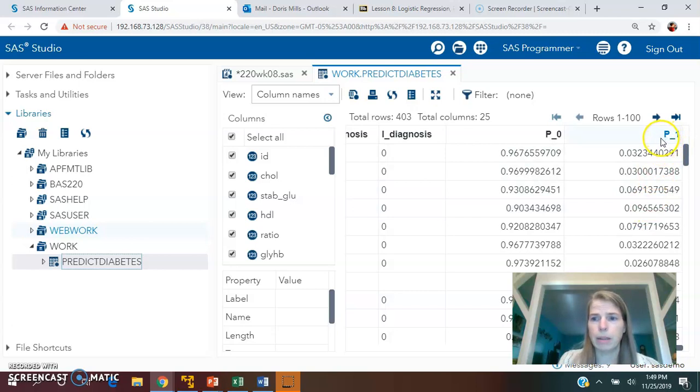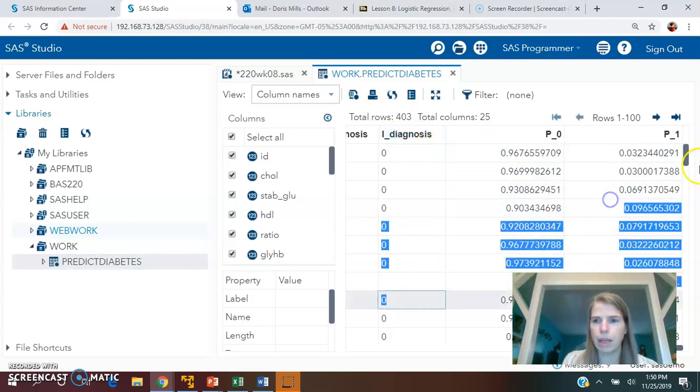P_1 is the probability of getting the diagnosis. And then P_0 is the probability of not getting the diagnosis. So these two values should add up to 1 for every observation here. When the probability is 0.5 or greater, then over here in this column where we have I_diagnosis, we'll put a 1.